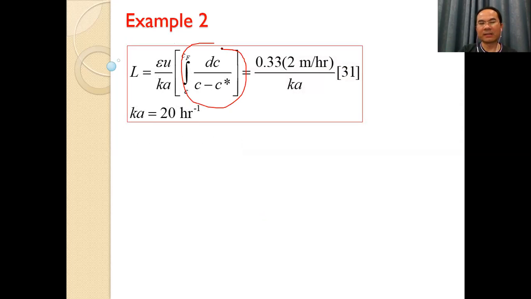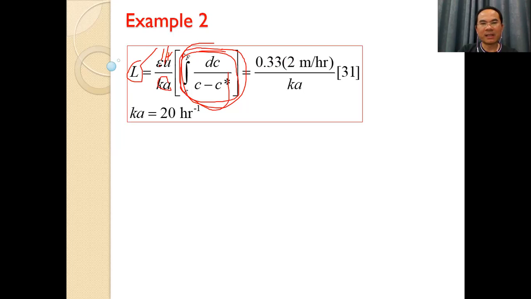You calculate the length, or the height, of the column. You know epsilon, you know U. You can evaluate Ka because you know L already. You know L, you know epsilon, you know U. And you can use the integration from the previous graph for this term, from C to CF. You substitute this, this, this, and the area under the curve.